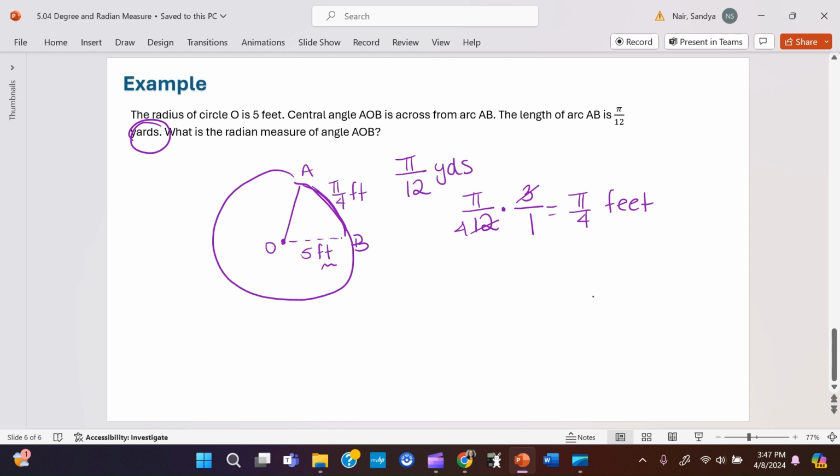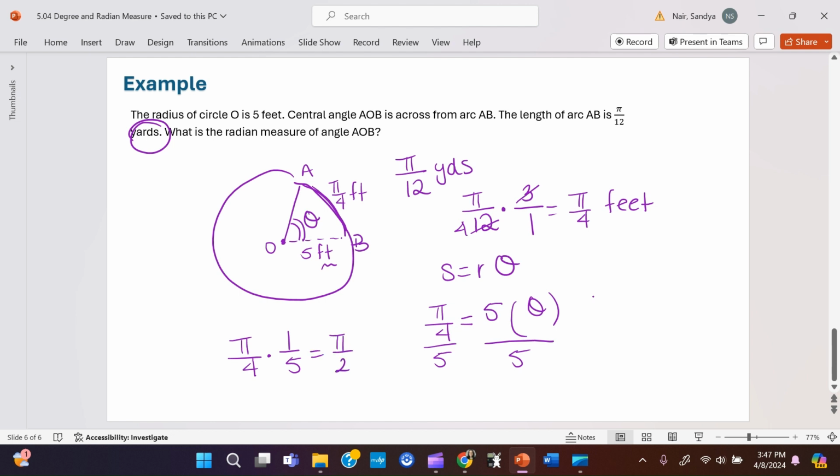So now it's asking us for the radian measure of angle AOB, right? So angle AOB is that angle right there. Let's go ahead and call that theta. So we're going to use our formula S equals R theta. So we have pi over 4, because that's our arc length, equals R, which is 5, times theta. So now to solve this equation, I'm just going to go ahead and divide both sides by 5. So when I divide by 5, I basically have pi over 4 times 1 over 5, right? Because I'm multiplying by the reciprocal. So that's going to give me pi over 20. So that means that theta is equal to pi over 20 radians.